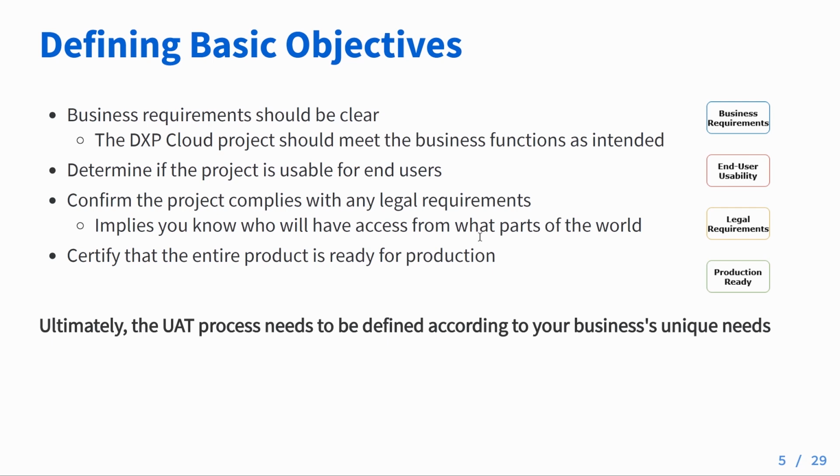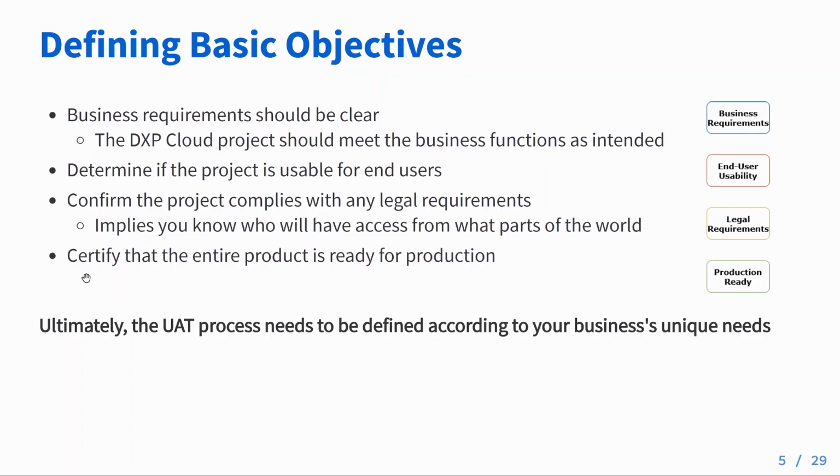The third step will be confirming that the project complies with any legal requirements. Whether that's government mandated or mandated by our business requirements, we want to make sure that we know who has access to what and the people that don't have access are blocked out correctly. Number 4, we want to certify that the entire product is ready for production. This means as bug-free as we can get it and that usability is perfectly fine. Ultimately, the UAT process needs to be defined according to your business's unique needs. So make sure that we have all of those documented well.